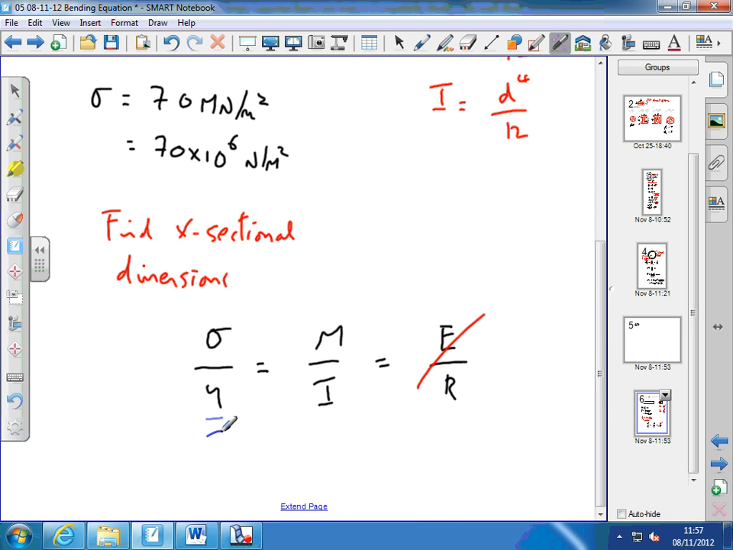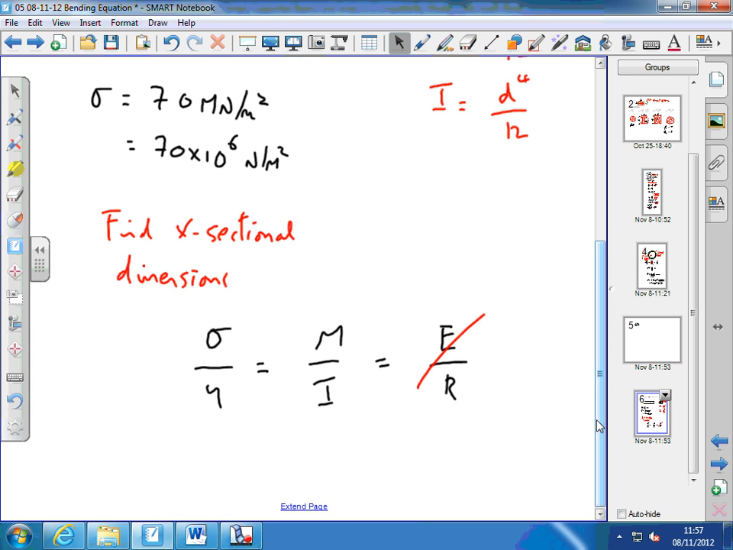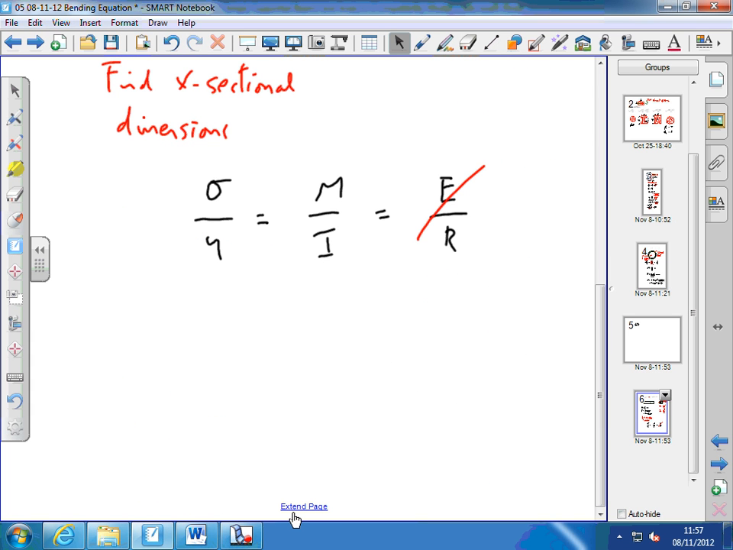Because if we know y, going back to this diagram, remember this is the neutral axis here along the length of the beam. So the neutral axis is here. So we know that y equals d over 2. So once we've got y, we can find d and we know the dimensions of the beam. So the first thing to recognise is that actually, using the bending equation, we're after y.